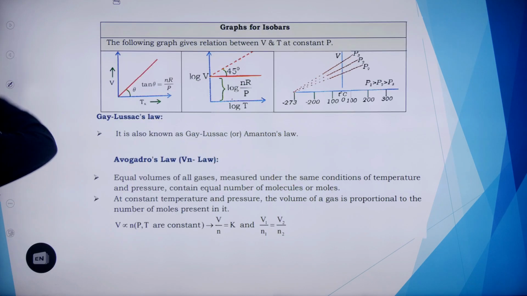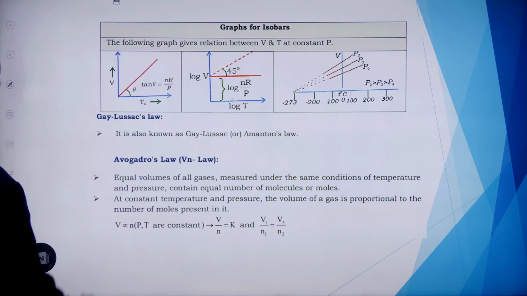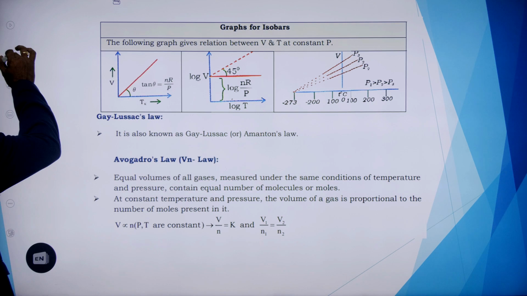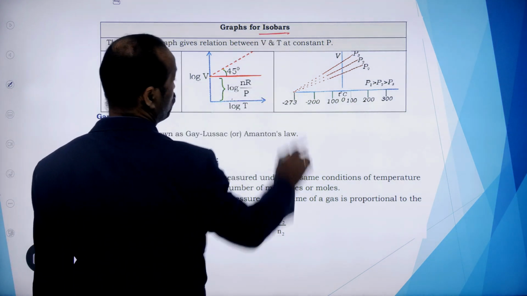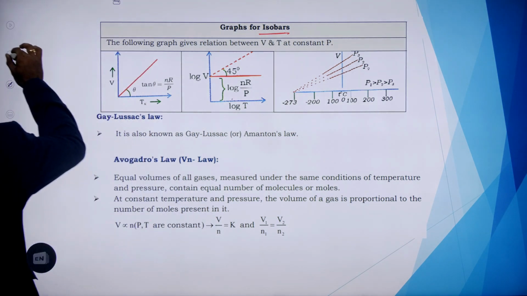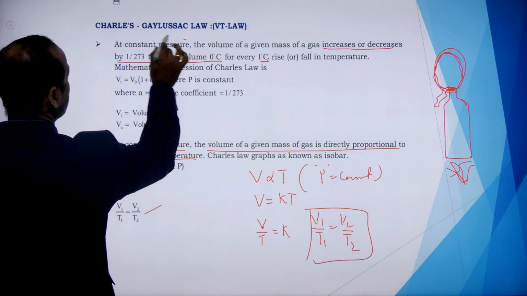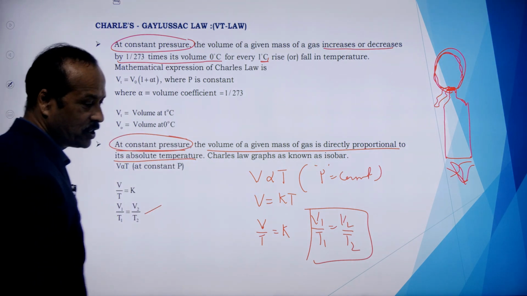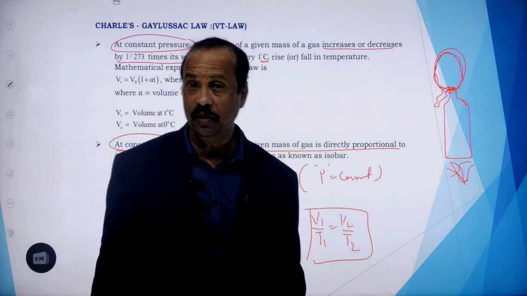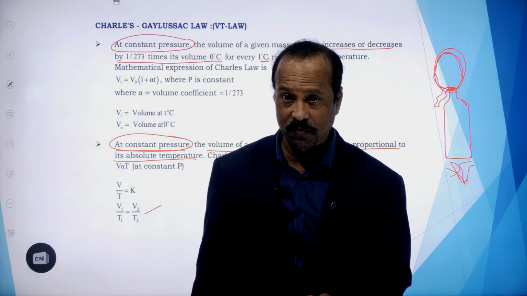Then last and final one here, students, in Charles law, if you plot the graphs, they are called isobars. Why isobars? Because what is constant in Charles law? The pressure. Pressure is measured in bar. Bar is also one of the units of pressure.